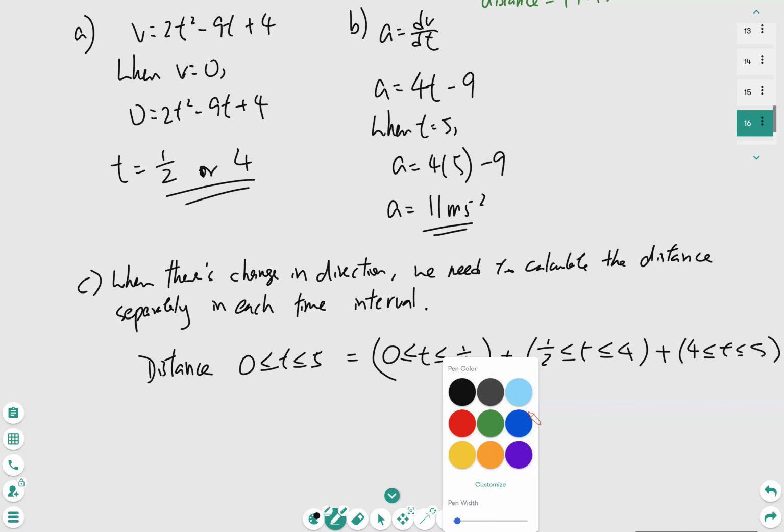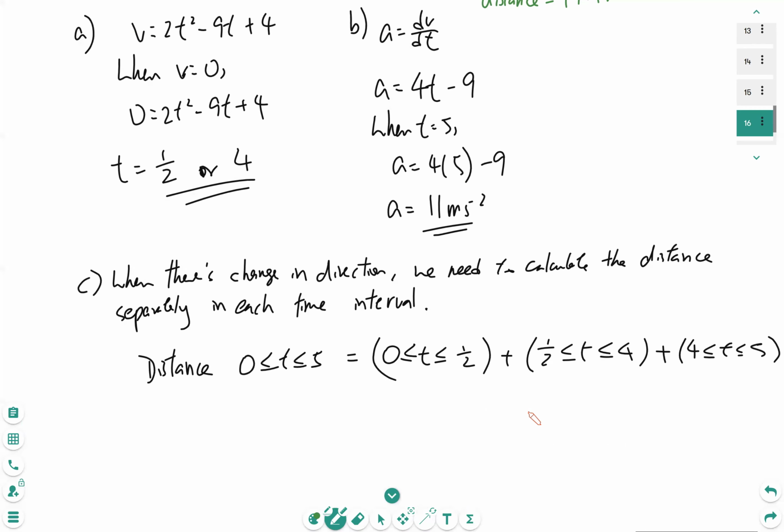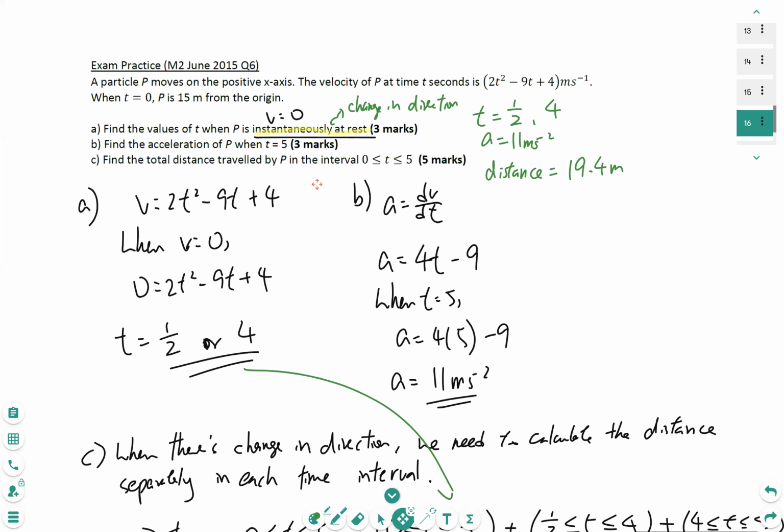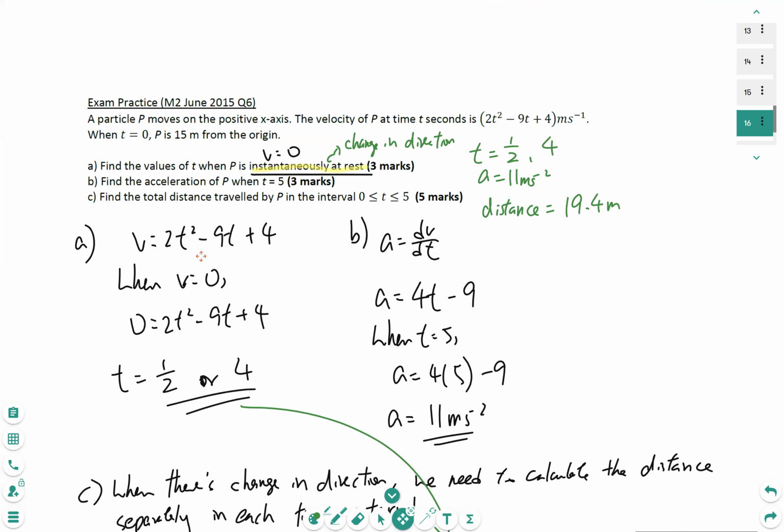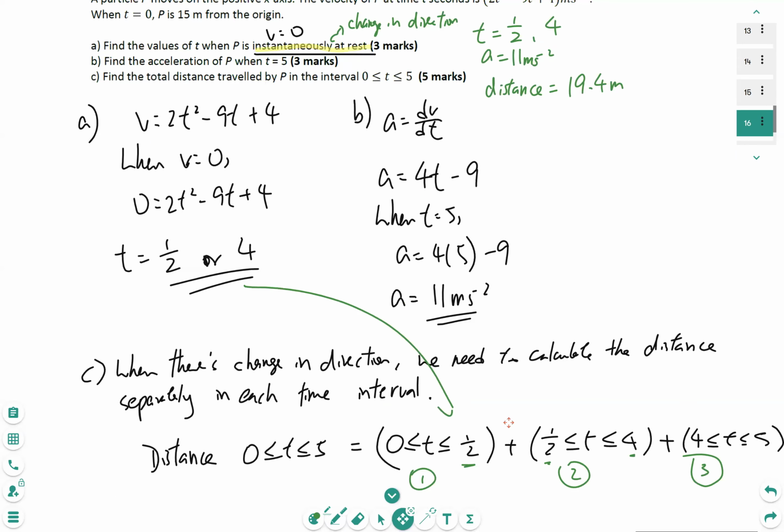Now you might be wondering, why is it a half and a 4? Because from part A, that's where these values come from. I'm going to call them 1, 2, and 3. So you take the points where it's instantaneously at rest. You take these points as your time interval cuts.